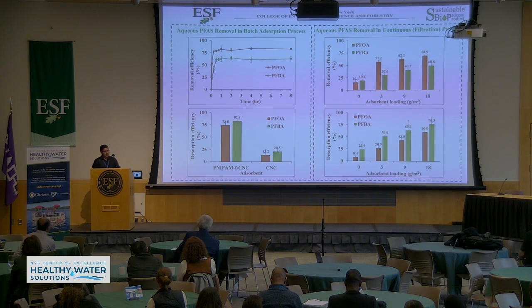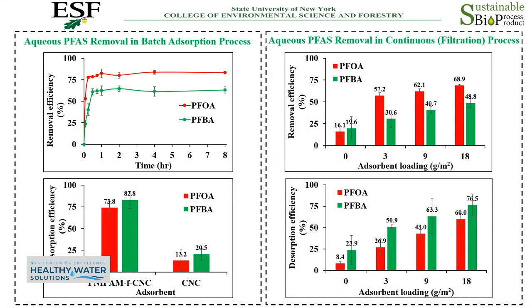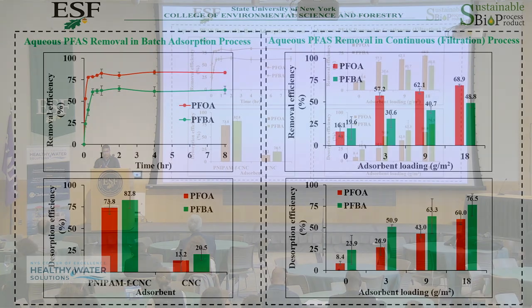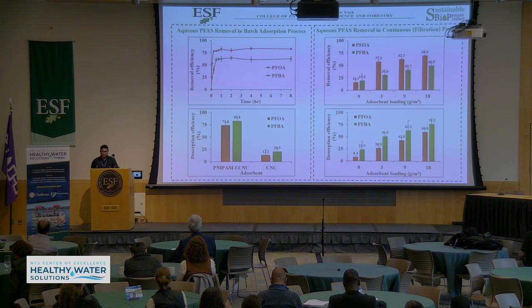Later, we translated that into continuous process development. That is, we immobilized our adsorbent onto the surface of cellulose filter paper, and we found that 18 gram per meter square adsorbent loaded filter media was able to remove about 70% of the PFOA and about 50% of the PFBA at 40 degrees C, same as the batch adsorption process. When we lowered the solution temperature, our adsorbent media, or the filter paper, was able to release about 76% of the PFBA and about 63% of the PFOA.